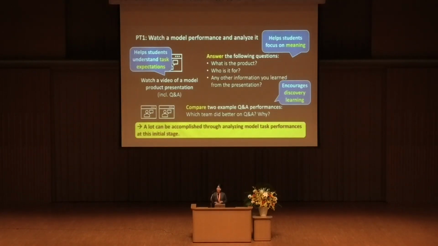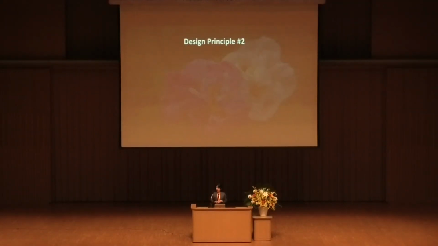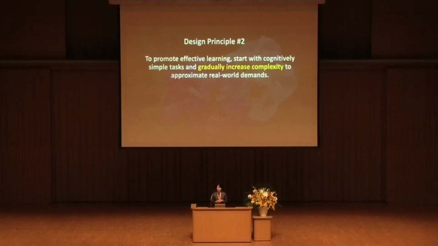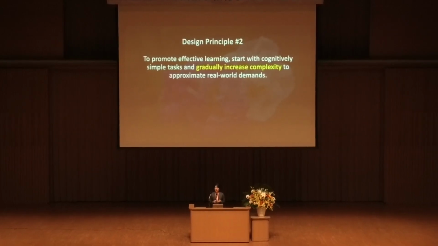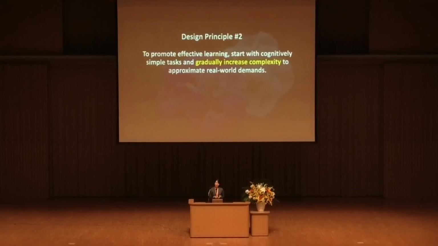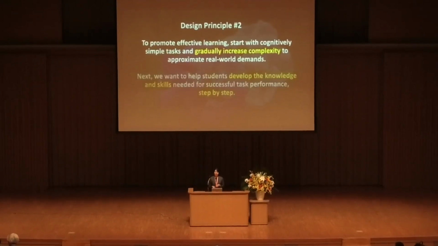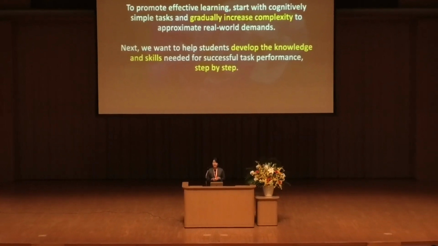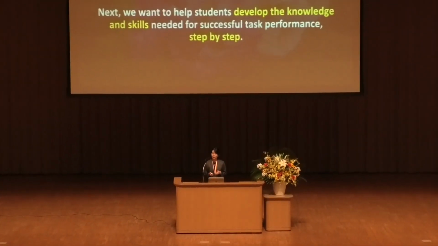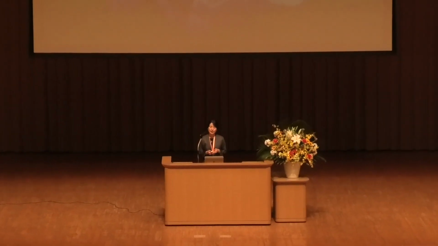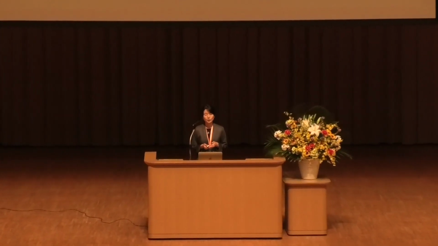So here, what we should keep in mind is, a lot can be accomplished through having students analyze model task performances at this very initial stage of task instruction. Now, let's move on. To promote effective learning, start with cognitively simple tasks and gradually increase complexity to approximate real-world demands. So next, we want to help students develop the knowledge and skills needed for successful task performance, but in a step-by-step manner. So what should come first?